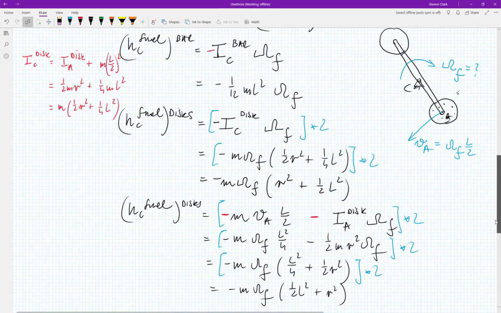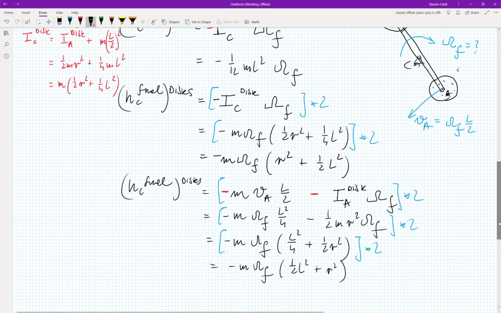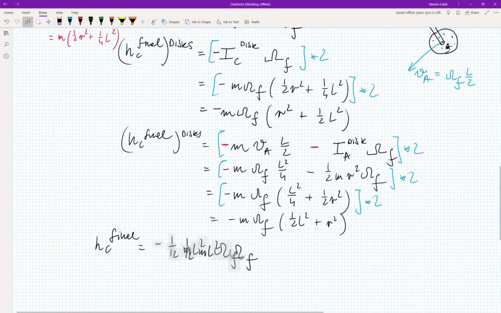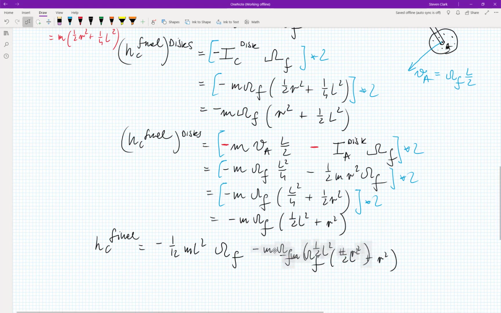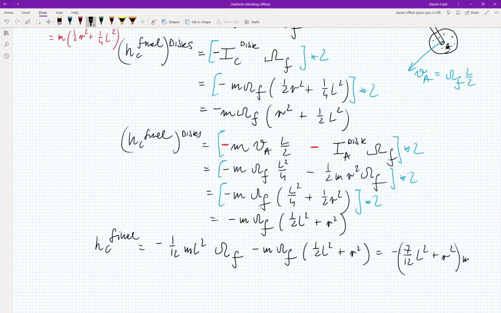Yes. Okay, so H final is basically this expression plus this expression. And I think we can even simplify it. If you simplify that, you will end up with minus 7 divided by 12 L squared plus R squared plus R squared M omega final.